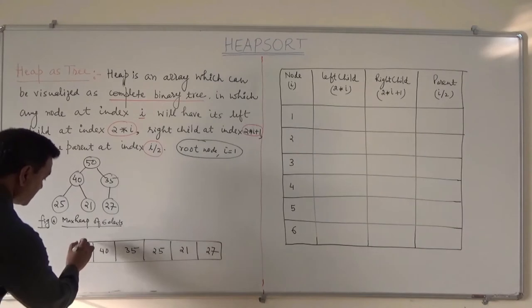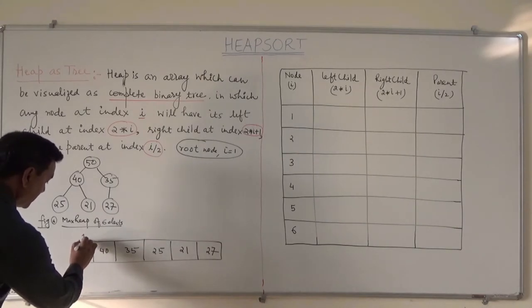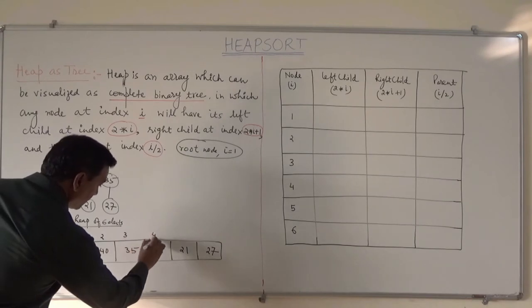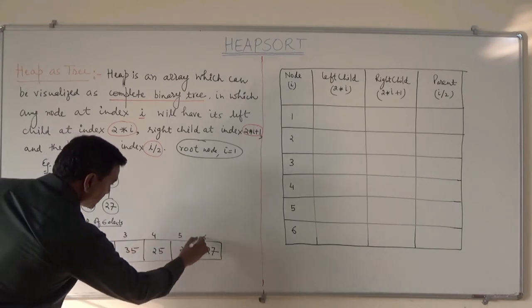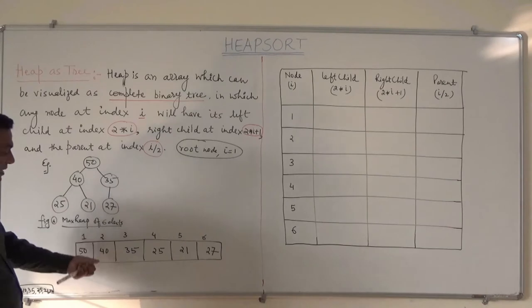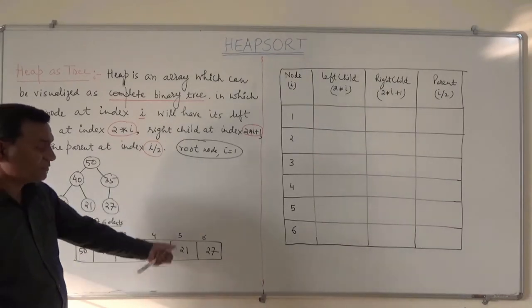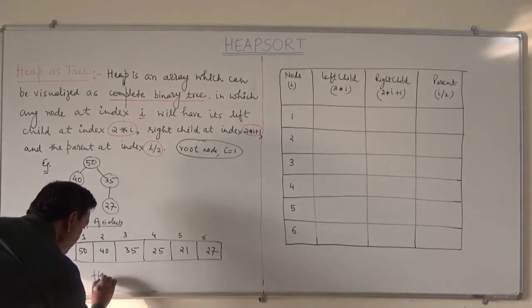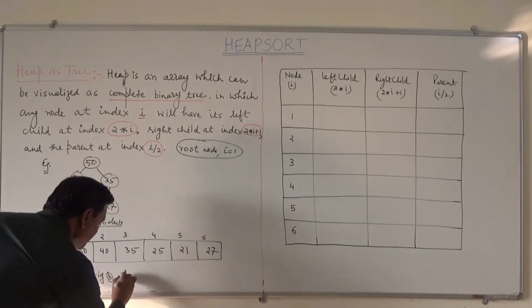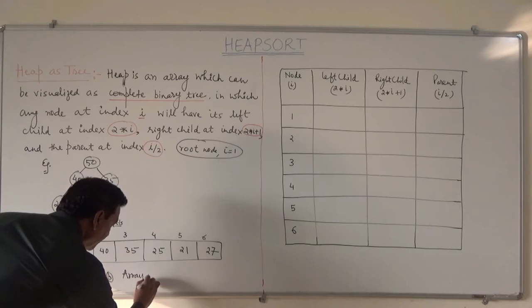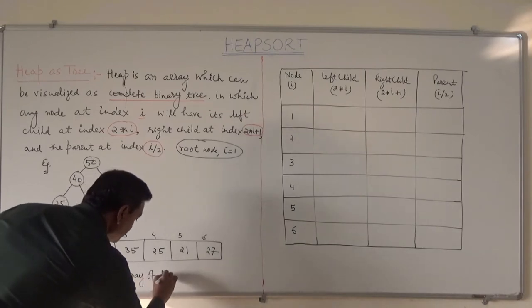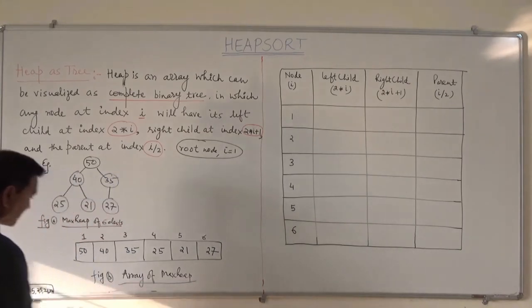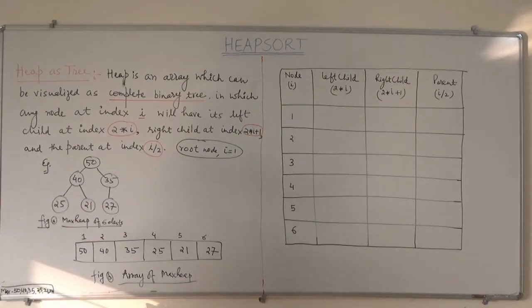So this is 1, 2, 3, 4, 5, and 6. This is first element, second element, third element, fourth element, fifth element, sixth element. Let us say this is figure B. So this is the array of the max heap.